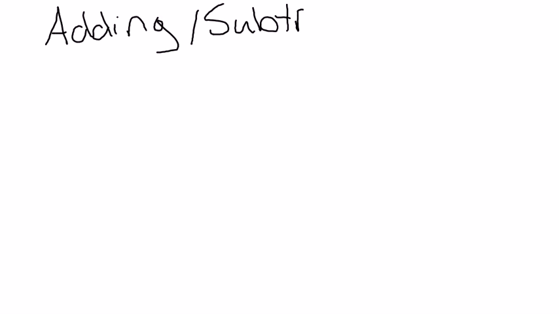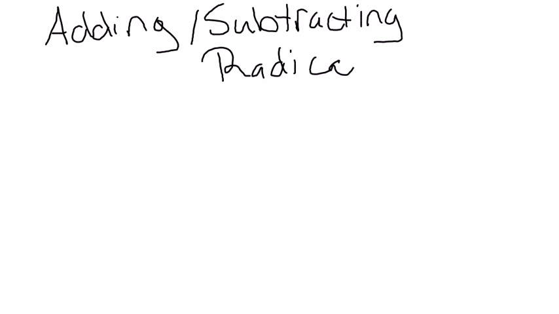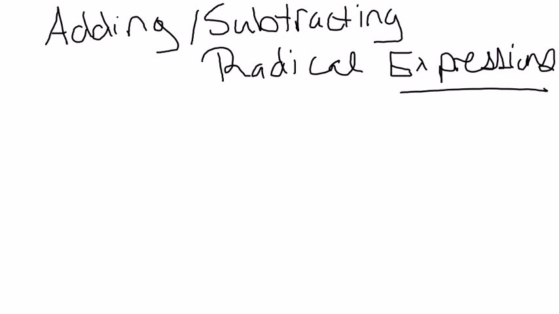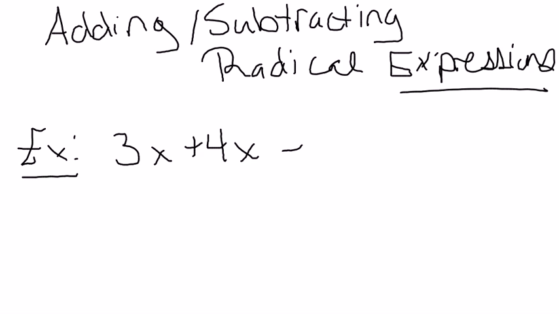This video is going to be about adding and subtracting radical expressions. It's very similar to combining like terms, as you've probably learned previously. An example would be 3x plus 4x are like terms, and so we are able to add them together, which means the coefficient is what officially changes because you're adding the 3 and the 4 to get 7.